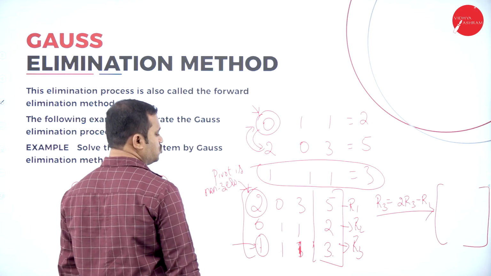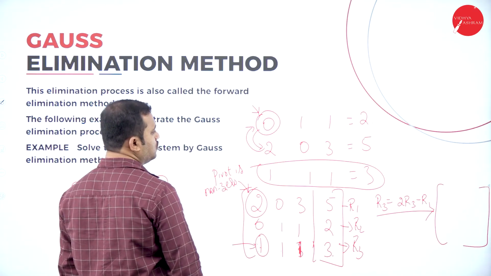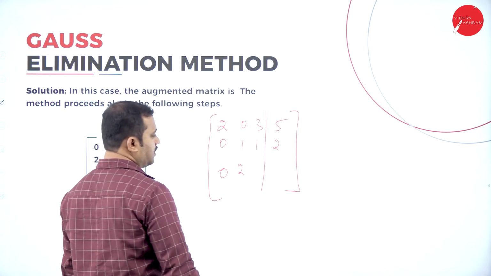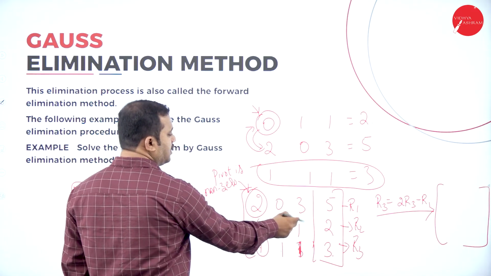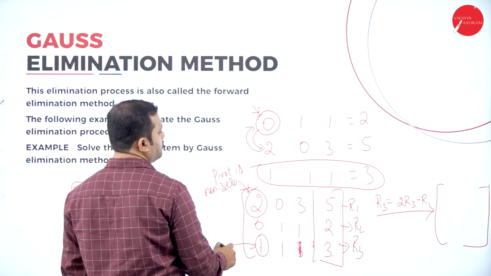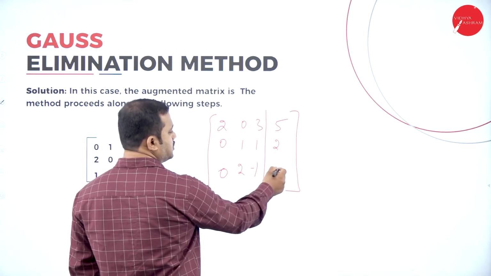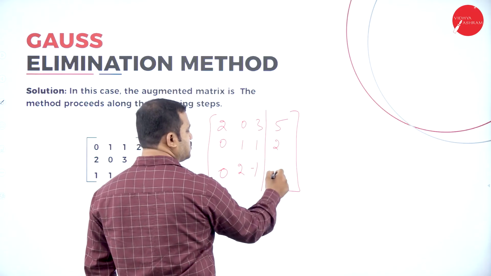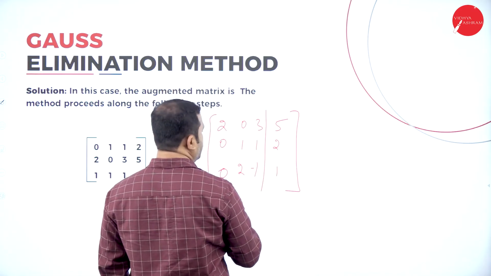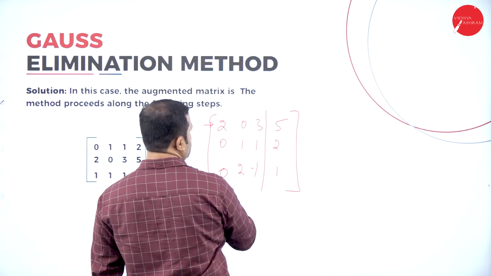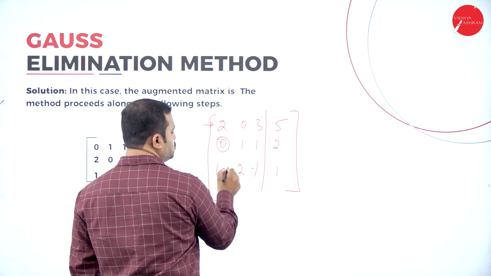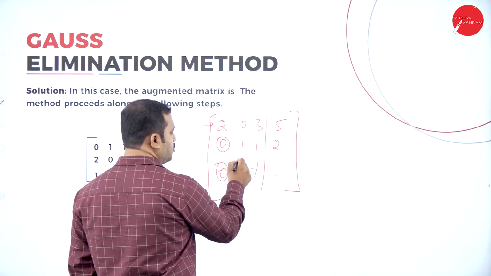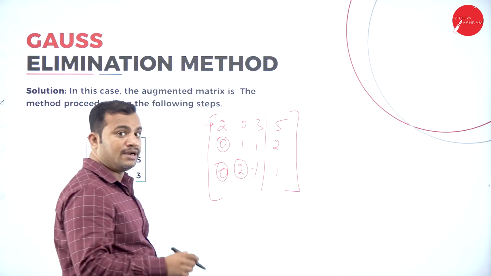Obviously, that remains 2. I have the value 2 here. 2 minus 3 becomes minus 1. 6 minus 5 becomes 1. Let me keep it in the original form. Now I have made these two elements 0. Now I want to make this 0 as well. How can I do that?